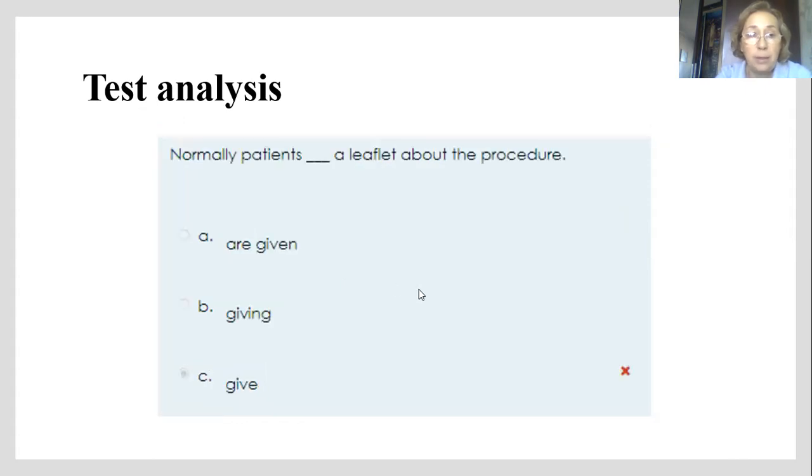So the next sentence also deals with active and passive voice. Normally patients a leaflet about the procedure. Do the patients do this themselves? No, doctors or nurses give them a leaflet. That is why we need to use passive voice. Normally patients are given a leaflet, so passive voice.